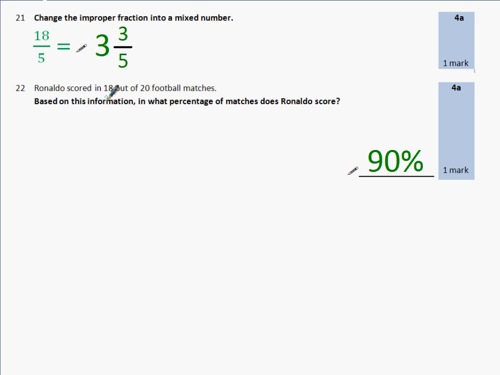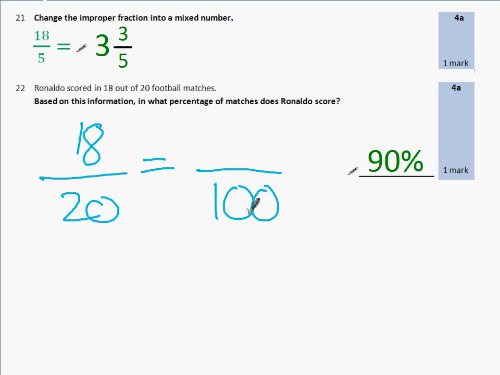Ronaldo scored in 18 out of 20 football matches. Based on this information, in what percentage of matches does Ronaldo score? I'll start by writing that as a fraction. 18 out of 20. That's a very good average. So, 18 out of 20, we want it as a percentage. What do I know about percentages? I know that they are all fractions out of 100.